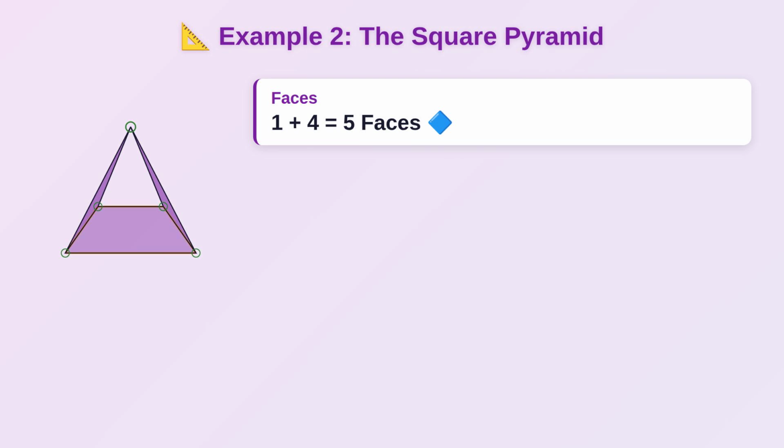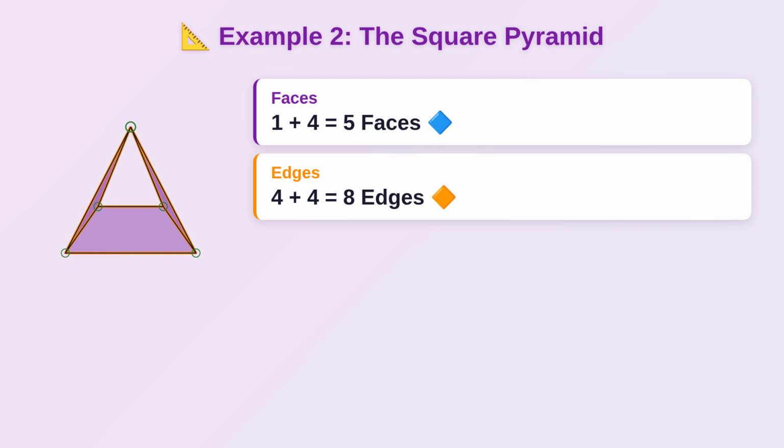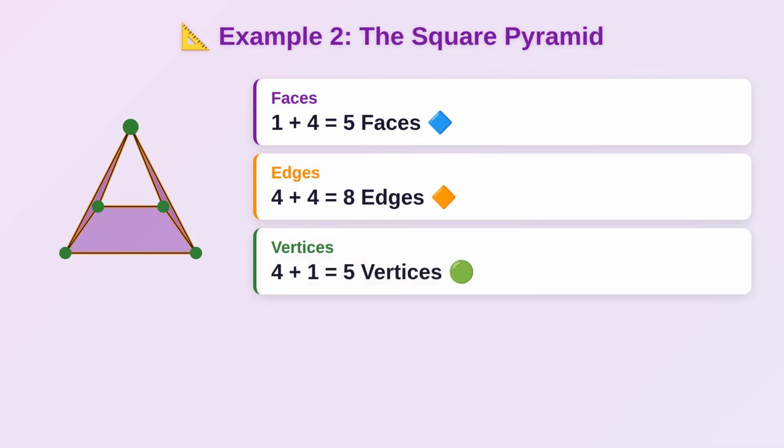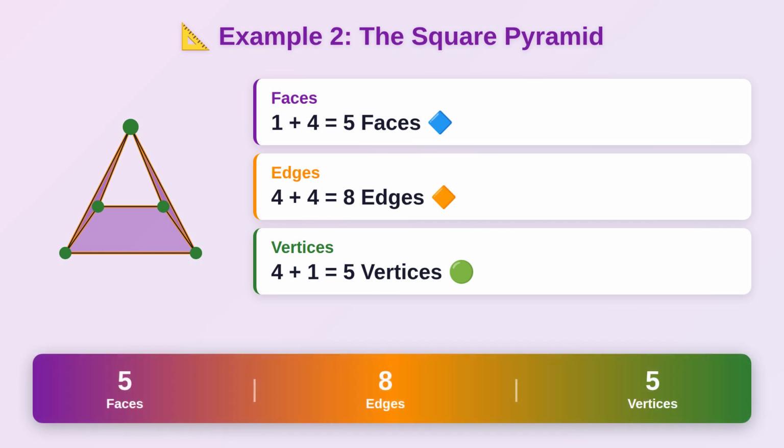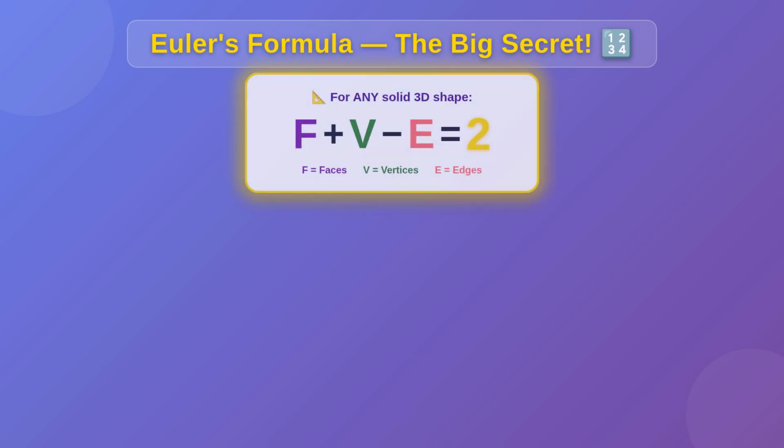Now let's count the parts of a square pyramid, just like Maya's worksheet asks. Start with faces. There's 1 square base on the bottom and 4 triangular faces on the sides, 1 for each side of the square. So 1 plus 4 equals 5 faces. Next, edges. The square base has 4 edges, and there are 4 slanted edges going up to the tip. That's 4 plus 4 equals 8 edges. Finally, vertices. The square base has 4 corner vertices, plus that 1 pointy tip at the very top. So 4 plus 1 equals 5 vertices. Pyramid, 5 faces, 8 edges, 5 vertices.